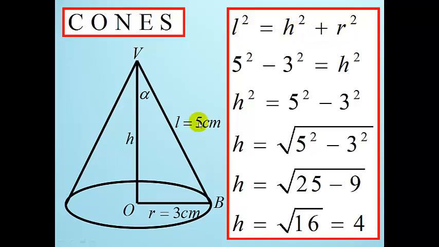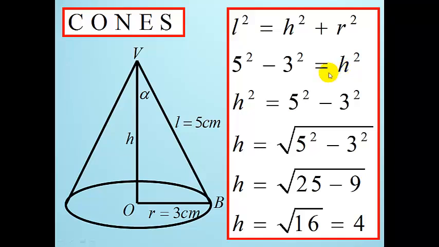Don't forget that L is equal to 5 and R is equal to 3, and we are supposed to find the height. So by substitution, instead of L square, we have 5 square because L is equal to 5. Now we have plus R square on the right hand side, and because we are solving for H, plus R square on the right hand side is moved to the left hand side, and it becomes minus 3 square because R is equal to 3. So we have 5 square minus 3 square is equal to H square.